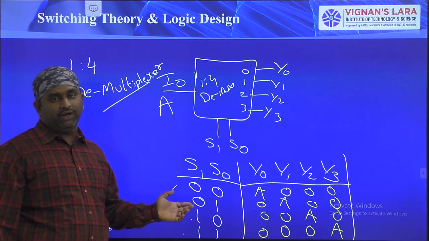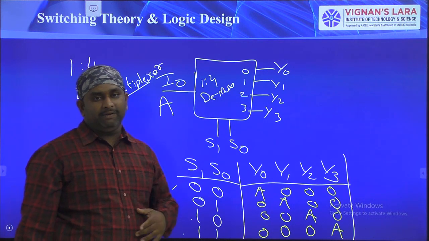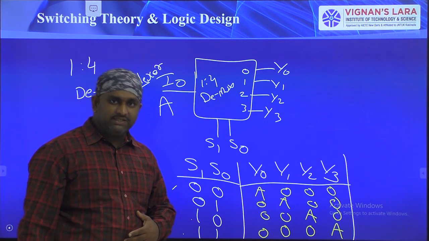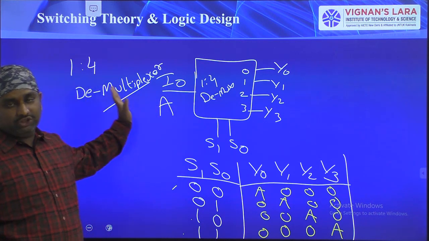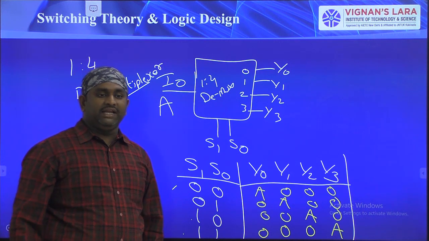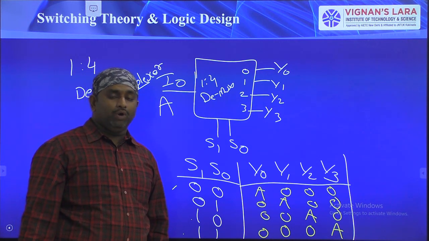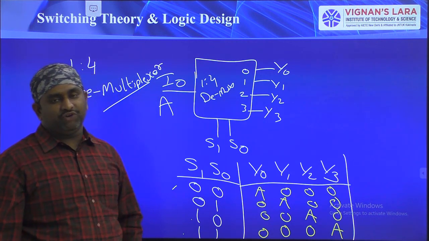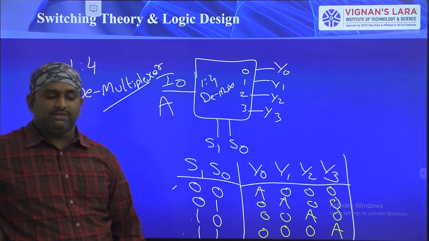Generally, this is used for multiplexing purposes. Multiplexers are used for time division multiplexing or frequency division multiplexing. You are using these multiplexers and demultiplexers in TV channel broadcasting, where we use time division multiplexers or frequency division multiplexers.